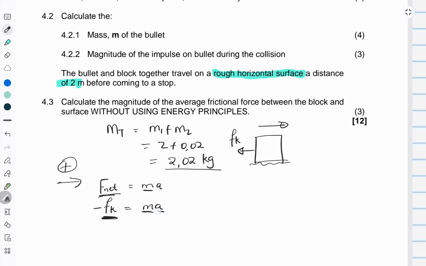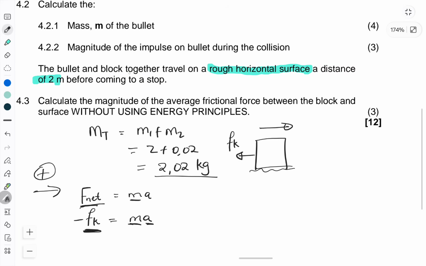We know M, but how can we find A? Because that would make our lives easier as well. We are told the distance that this thing will travel, and we already know the initial velocity, because come and check here. The bullet and block together travel on a rough distance of 2 meters before coming to a stop.